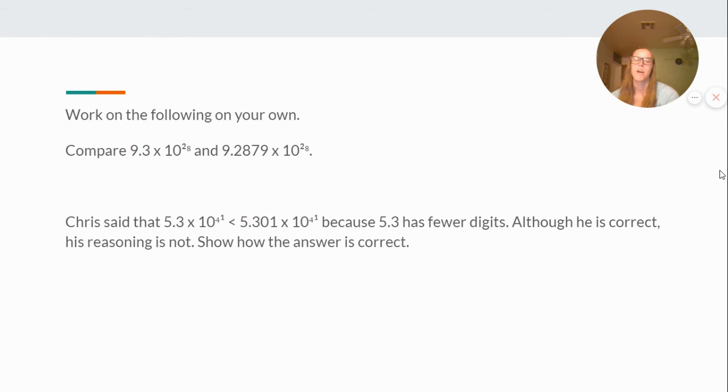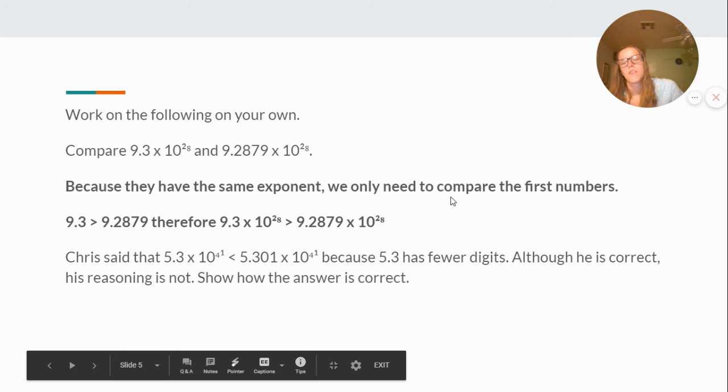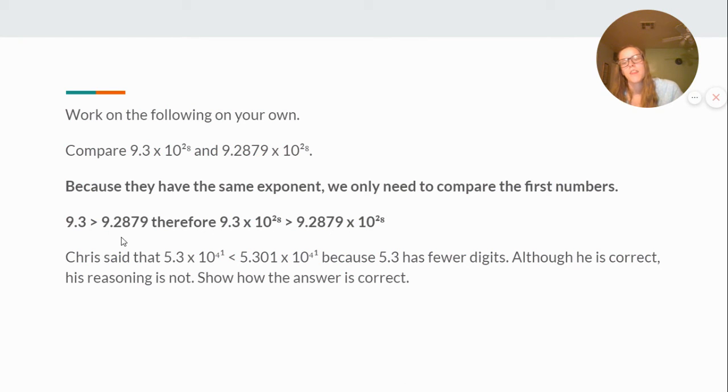For the first one, we have to compare 9.3 times 10 to the 28th and 9.2879 times 10 to the 28th. Like we said, the first step is to have the same exponent, which they already do. Then we only need to compare those first numbers. 9.3 is greater than 9.2879, therefore 9.3 times 10 to the 28th is greater than 9.2879 times 10 to the 28th.